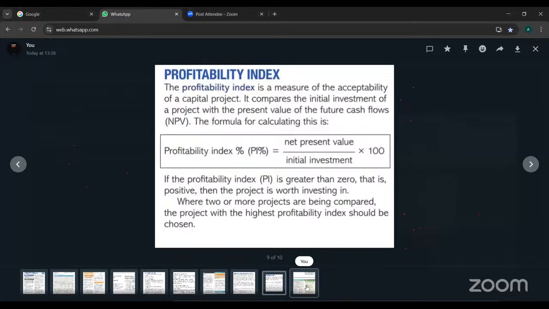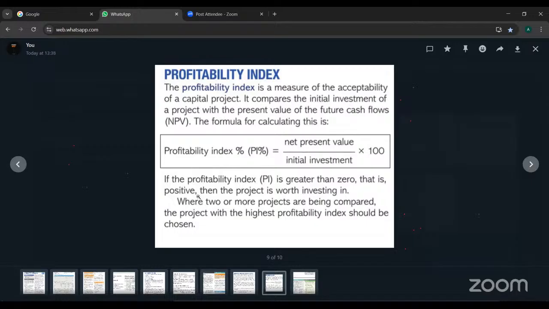Now, profitability index. The profitability index is a measure of the acceptability of a capital project. It compares the initial investment of a project with the present value, with the NPV value. So the formula to calculate profitability index is net present value, NPV, divided by initial investment into 100.